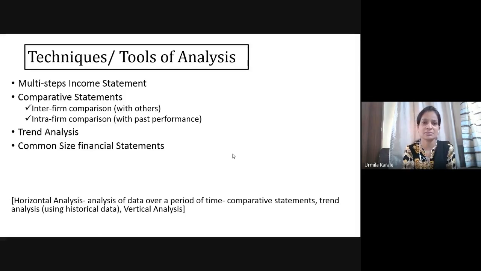Common size statements will help you convert the entire statement to a percentage statement. So the main component of the statement we are going to term as 100. In case of profit and loss account or income statement, we are going to term sales as 100, and we'll find out other components compared with that 100 amount. The same way in case of a balance sheet, if you consider total assets or liabilities as 100, how much are the other amounts?